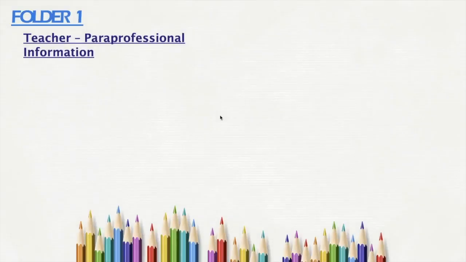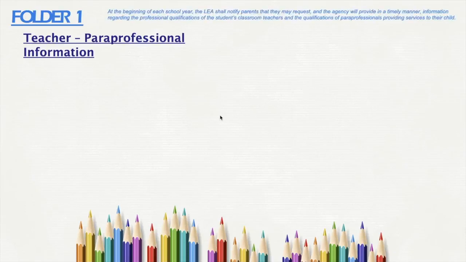All right, if you have your Title I audit box checklist with you, you see that this is the first folder. It's also the first folder that can be found in the audit box in Drive. It's titled Teacher Paraprofessional Information. The reason that we have this is this is required of us because at the beginning of each school year, the LEA shall notify parents that they may request, and the agency will provide in a timely manner, information regarding the professional qualifications of the students' classroom teachers and the qualifications of paraprofessionals providing services to their school. So that's what we are trying to document.